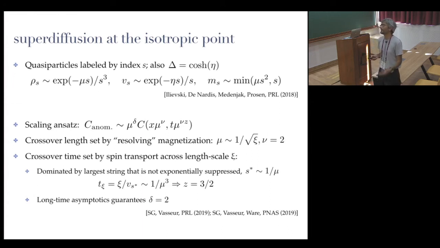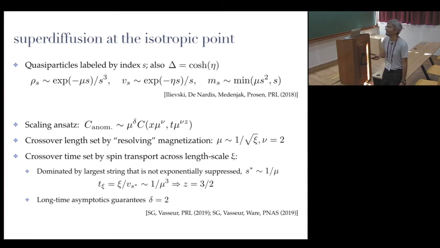string that exists at magnetization mu, and that biggest string has an index that goes as 1 over mu. Any string that's much lighter than that doesn't contribute because it's screened. Any string that's much heavier than that doesn't contribute because its density is exponentially suppressed. And so the strings that dominate are the strings that have string index 1 over mu, and these guys have a velocity, by this expression, that goes as mu.